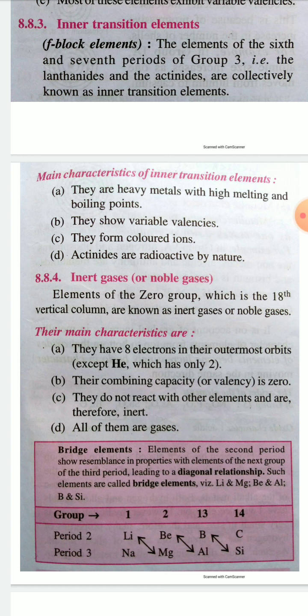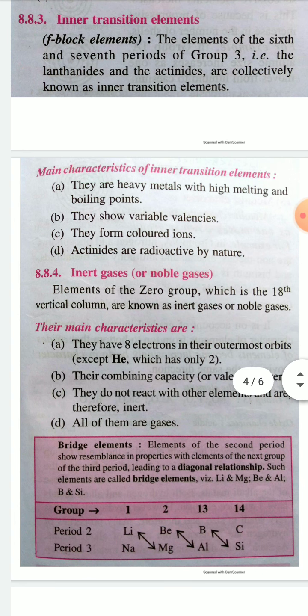And then the last type of elements are noble gases or inert gases. These are present in group 18 or 0 group. Elements of the 0 group, which is the 18th vertical column, are known as inert gases or noble gases. Examples: helium, neon, argon, krypton, xenon, radon. These are called inert gases or noble gases.